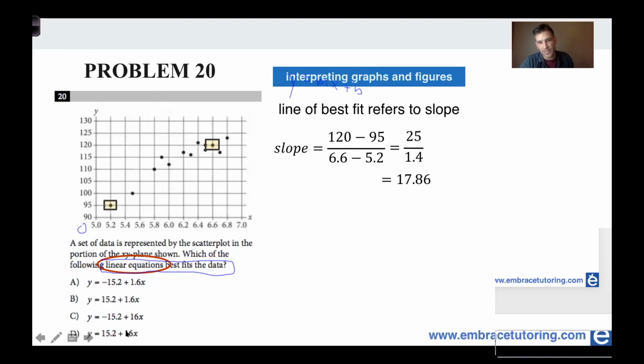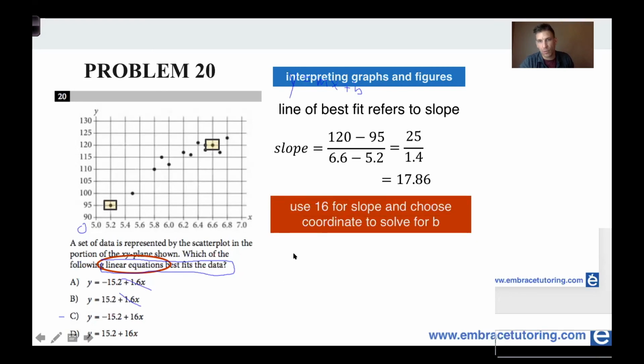So it's probably going to be the 16x, right? It's going to be one of these two, if I had to guess. It's not going to be in a decimal form, and it's going to be positive. So it's going to be between C or D. Now, as I'm doing C or D, I'm going to use 16, because that's the slope that they're actually giving you. That way you can get the most accurate answer, okay?